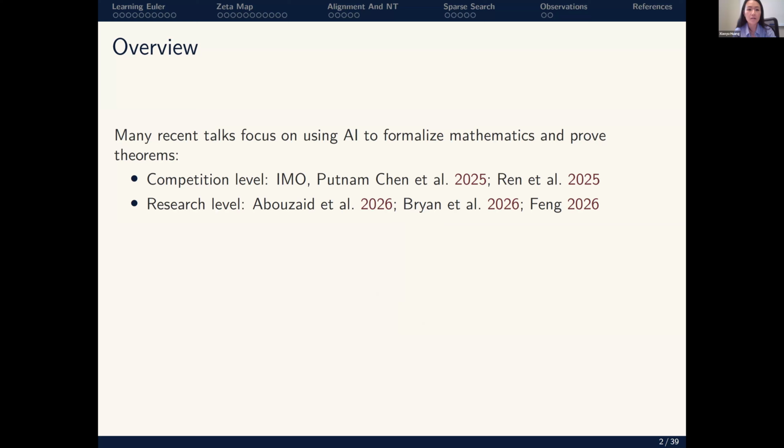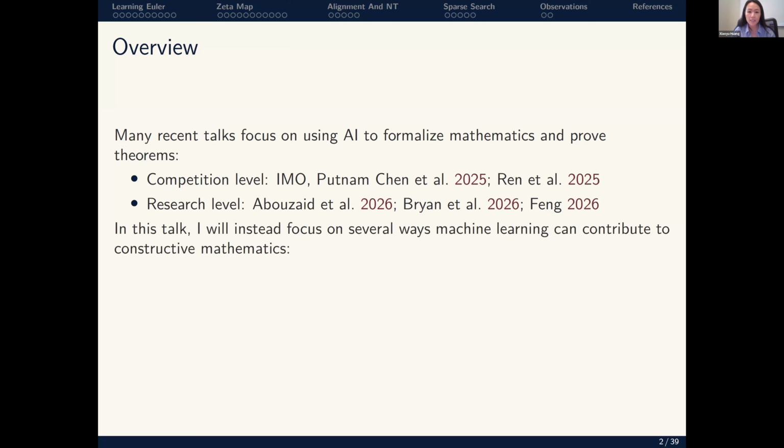So recently, there are a lot of talks and a lot of research on using AI to formalize mathematics and prove theorems. They could come at a computational level. For example, IMO, Putnam, there are a lot of great provers currently, and they're keeping improving. And on the other hand, there is a lot of progress on the research level as well. For example, first proof as a benchmark for large language models. And on the proving side, there are AI-assisted proofs as well as, maybe I would say, semi-autonomous proofs in number theory and algebraic geometry.